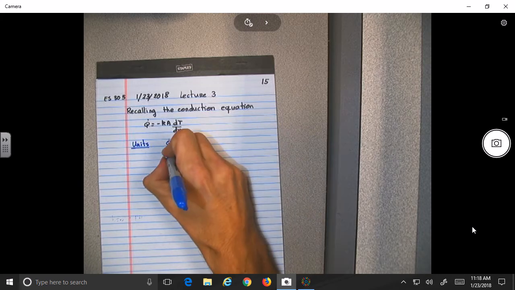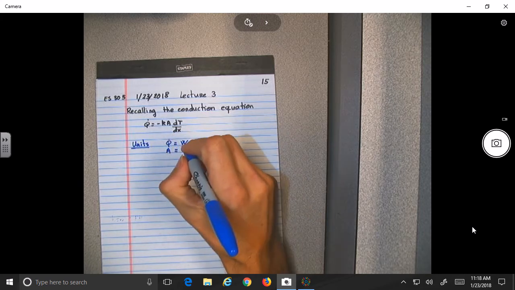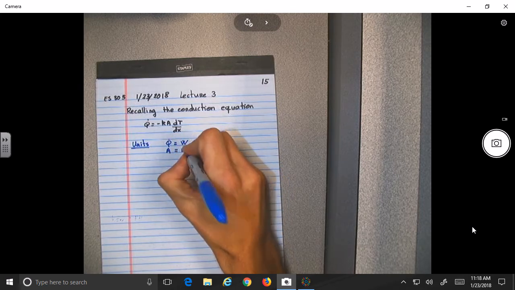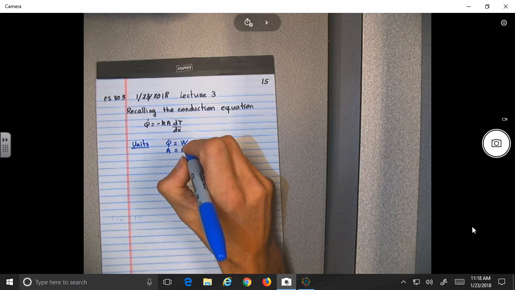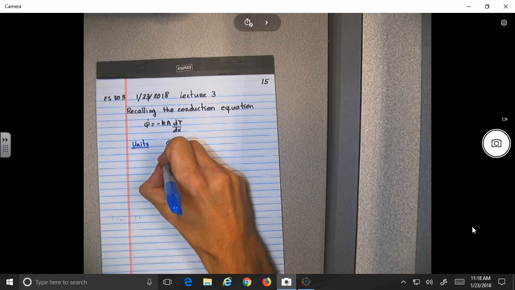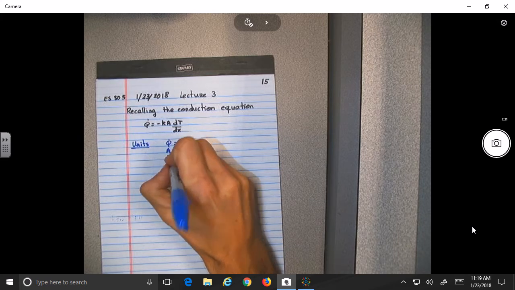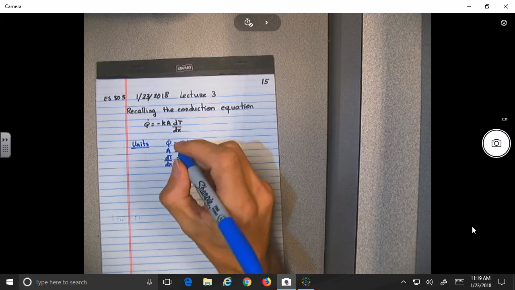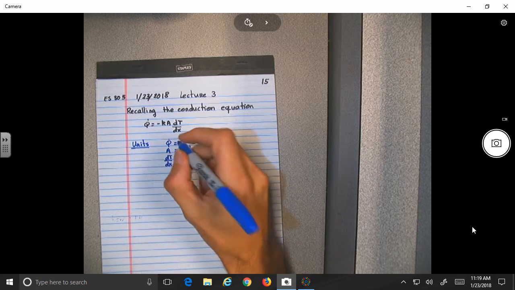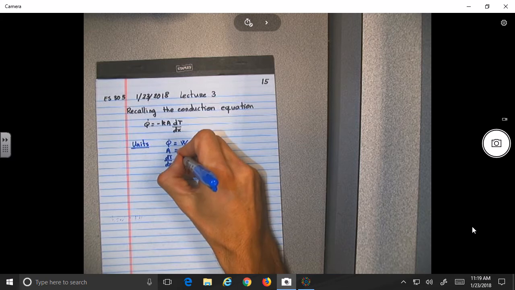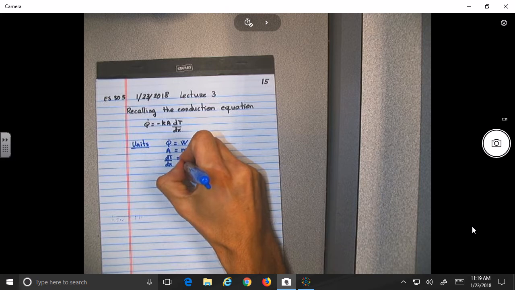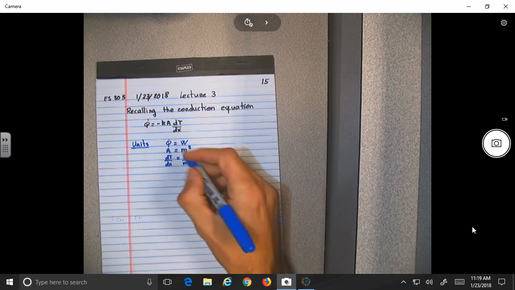Now A, that should be easy. What should be the units for the area? Meter square. Now what would be the units for dT/dx? What will be the units for T? What will be the units for dx? Meters. Okay. So now what should be the units then for K?